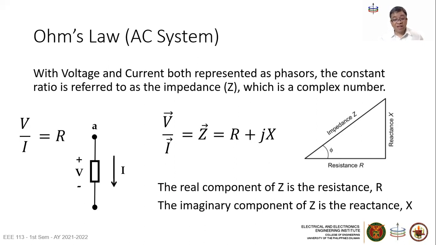Do remember that this can be shown as an impedance triangle here. That's the impedance there, that's the resistance R there, and that's the reactance X here. Real axis, imaginary axis, and that's the triangle that's formed.